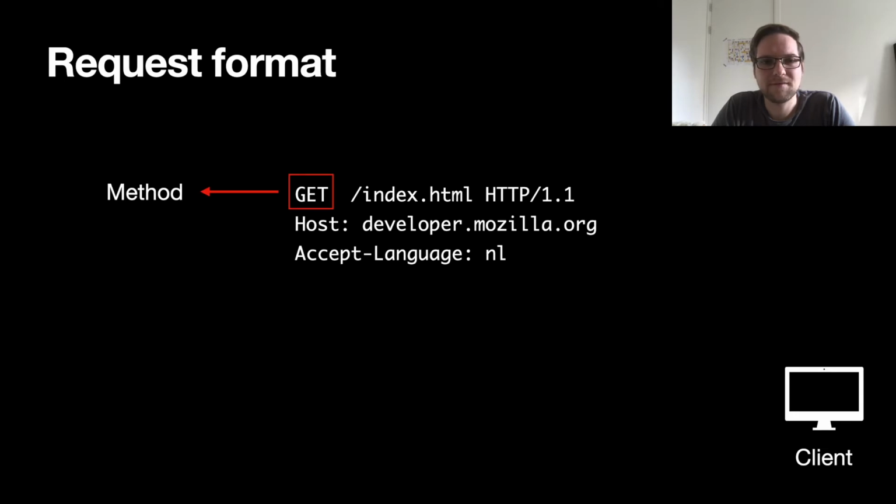First, we have the method. This GET is the method of the HTTP request. Some other methods can be POST, PUT, DELETE. It represents the action that we want to do. In this case, we just want to get something.